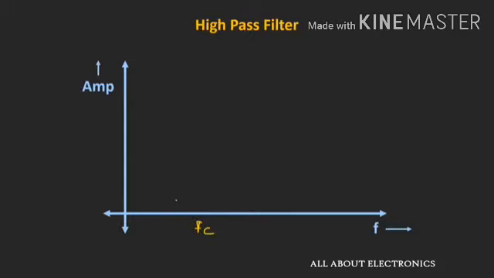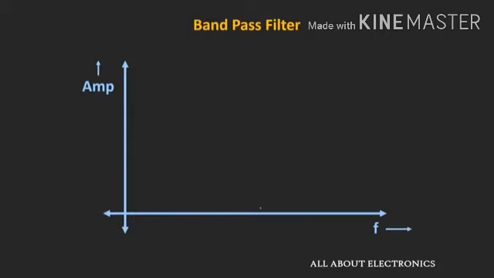The second type of filter is the high pass filter. This high pass filter passes all the high frequency components starting from the cutoff frequency, and it rejects all the frequencies which are lesser than this cutoff frequency. And if you see the frequency response of an ideal high pass filter, it will look like this.